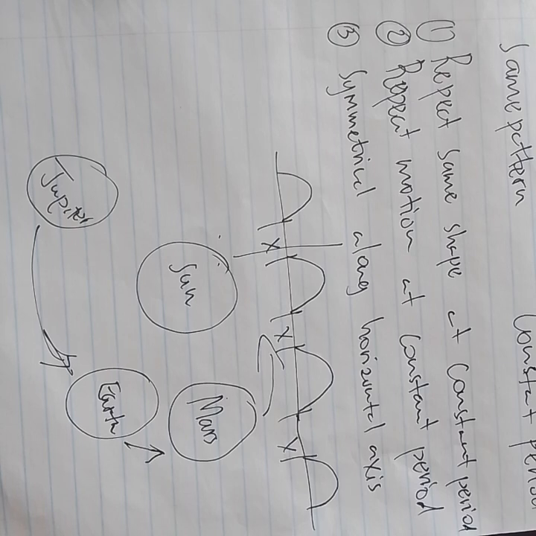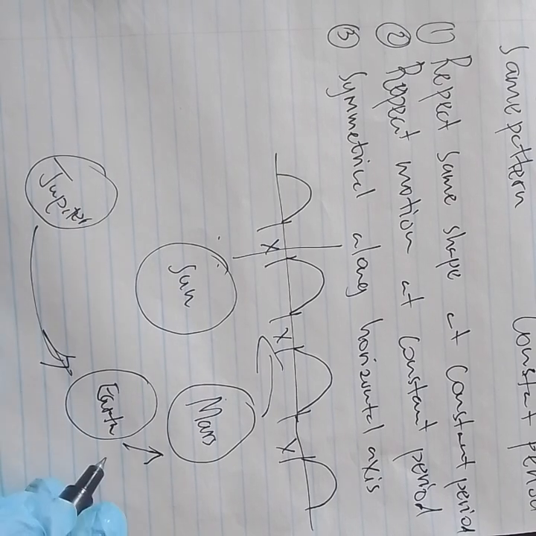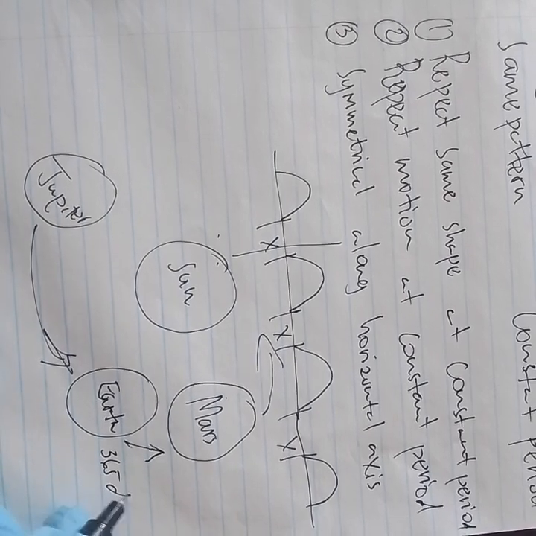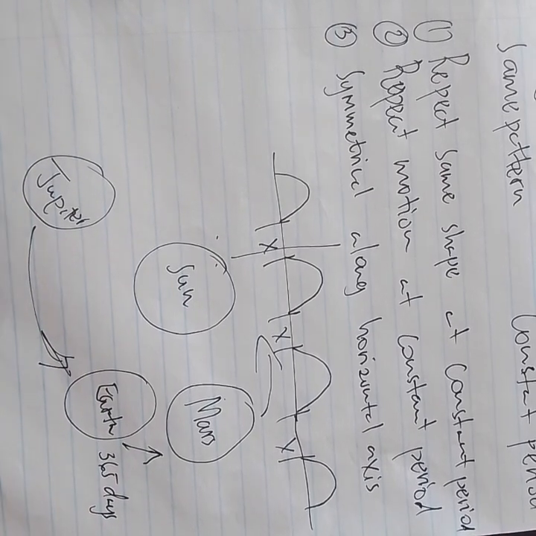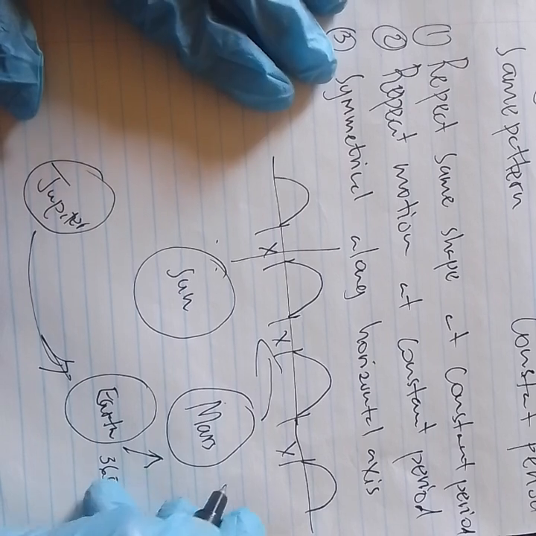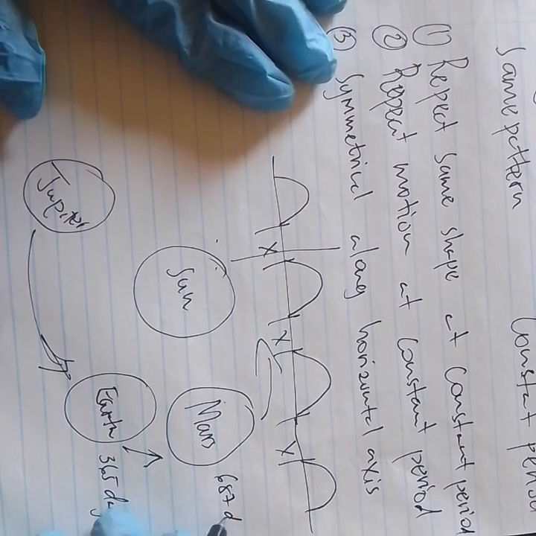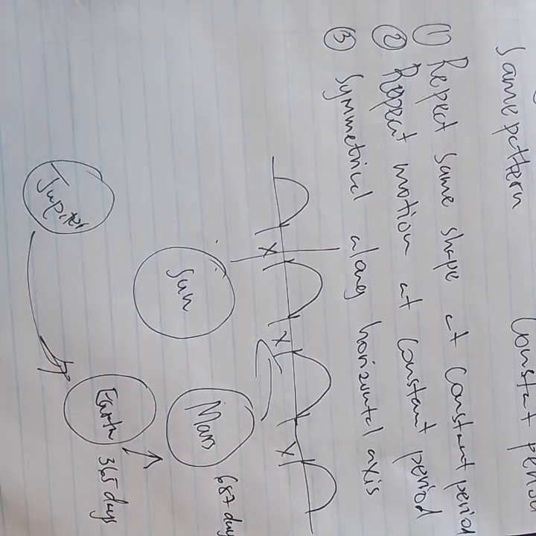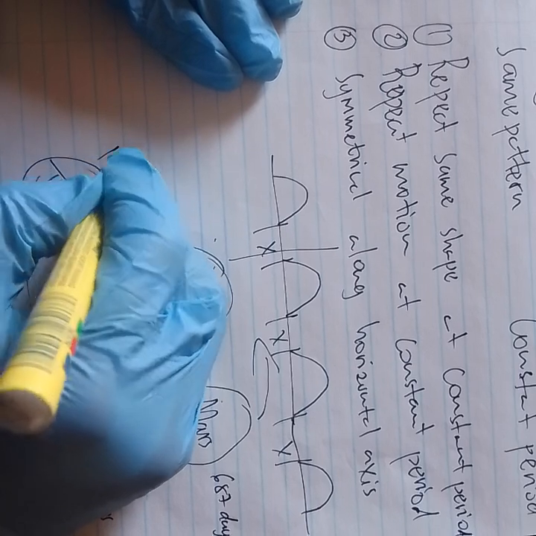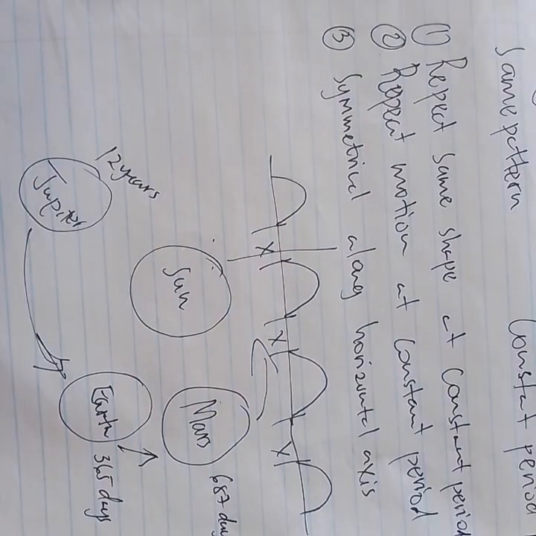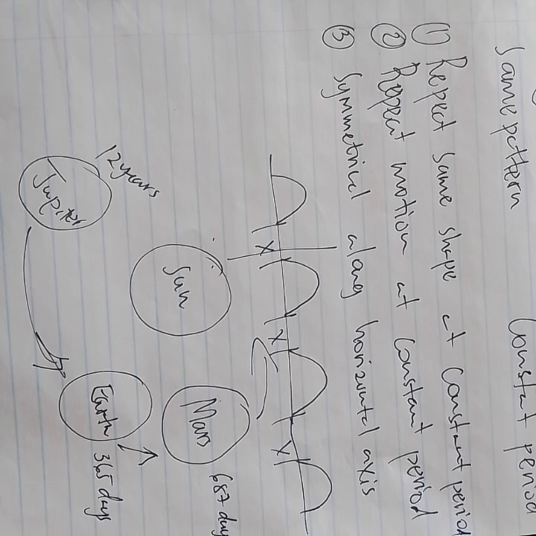Why would we say that? It takes Earth 365 days to complete a revolution and start again, it takes Mars 687 days to complete a revolution and start again, and it takes Jupiter 12 years to complete a motion and start again. These are examples of a repeated motion at constant periods.